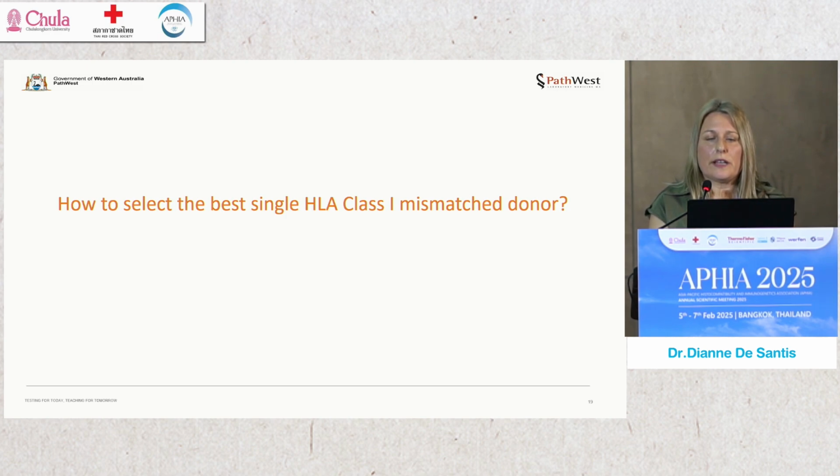We know that HLA-A, B, C mismatching is present in more than 70% of single HLA mismatched MUD transplants in studies from the US and Europe. We know that with every mismatch at HLA-A, B, C or DR, this reduces survival probability by about 10%. So how do we select between these donors?